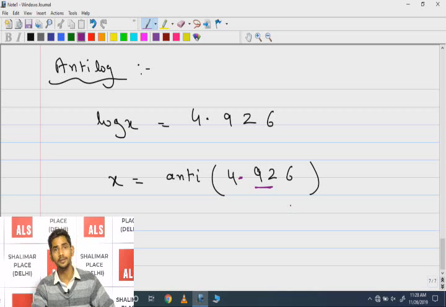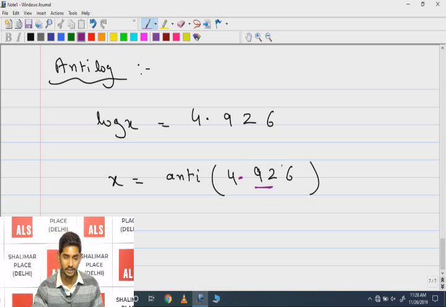Again, the manner is the same as we were doing previously. Just check out the value of 92 at 6 and tell me the answer. Value of 92 at the 6 in the anti-log table.